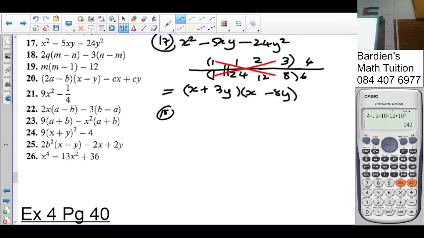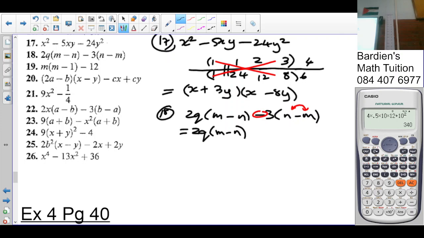Look at 18. We've got 2q into m minus n minus 3 into n minus m. Right, what can happen here? Second bracket, yes? Swap it around. The sign will change. Becomes 2q into m minus n. What are we left with? Plus 3 into m minus n. Now what? Common bracket of m minus n. What are we left with? 2q plus 3.